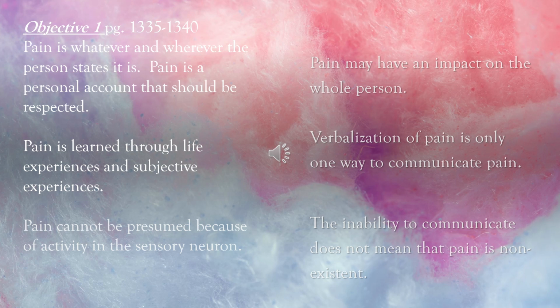Pain cannot be presumed because of activity in the sensory neuron. So, what brings one person pain may not bring another person pain. So, pressure on someone's shoulder could be a pain trigger for one person, when another person it could be just fine or it could actually be pleasure. Pain may have an impact on the whole person.